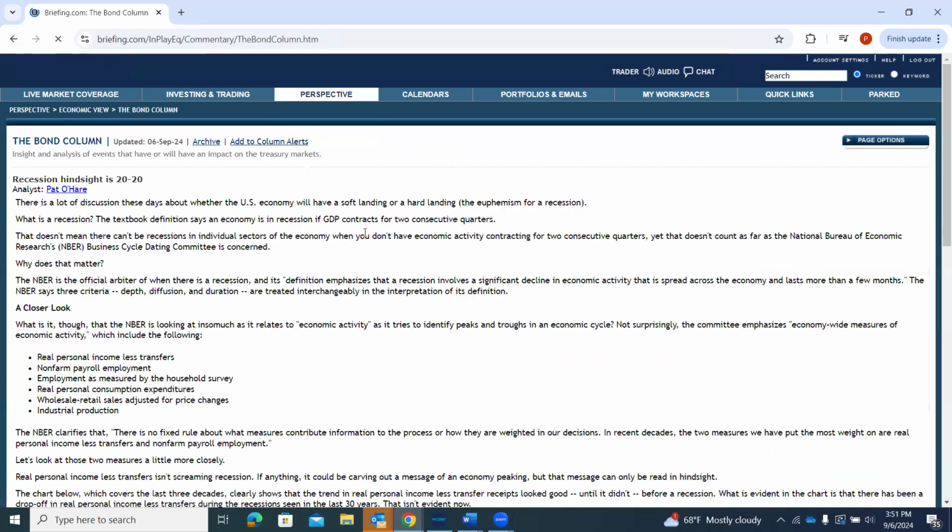The Bond column page is updated monthly with insight and analysis of developments that have had an impact or will have an impact on the Treasury market.